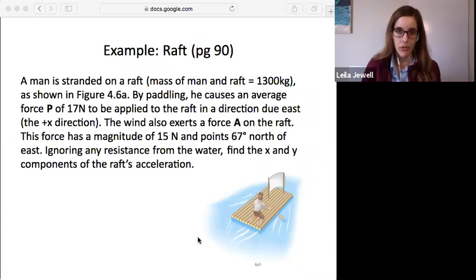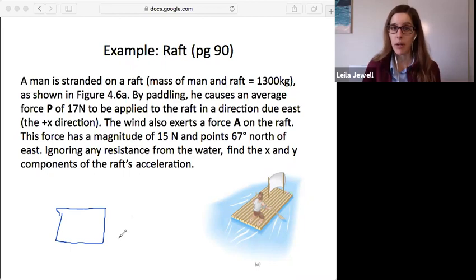All right, so our first step is to draw a picture, right? And we could imagine sort of a top-down view of our raft. It says that his paddling creates a force that is in the direction due east, which is the positive x direction. So cool, paddling, the raft is able to create some sideways force. So I'll add that on here with a label.